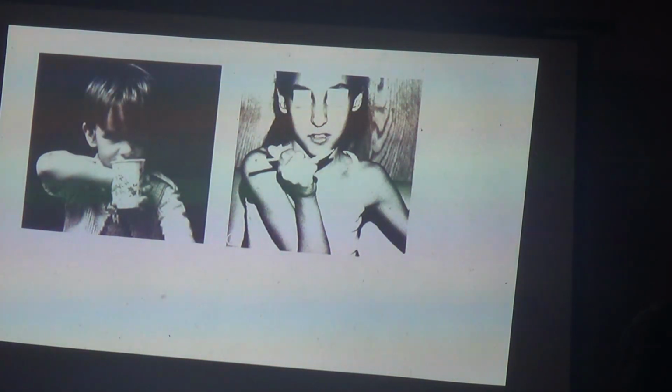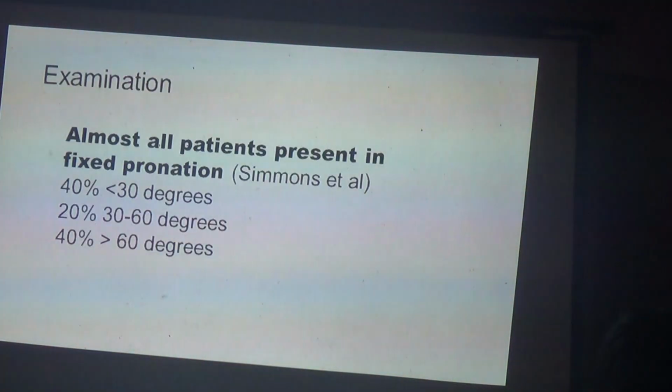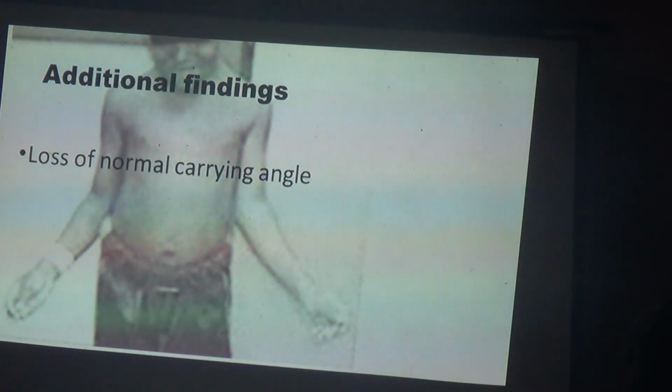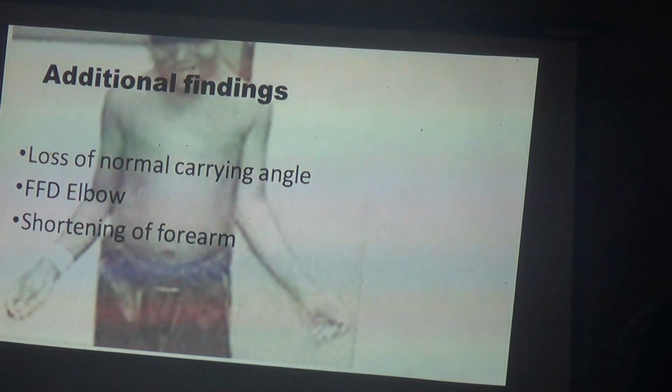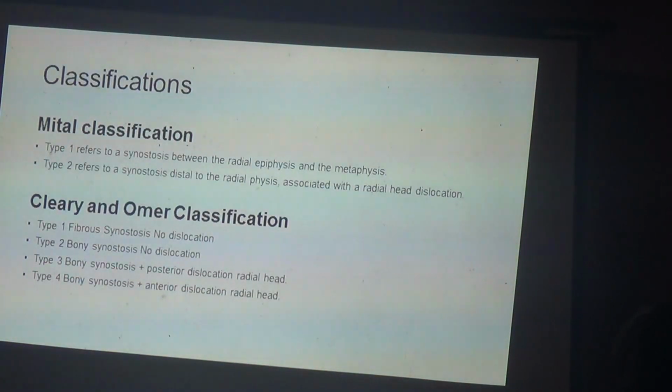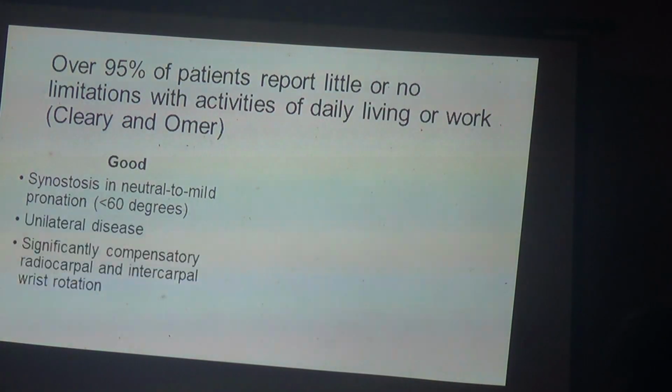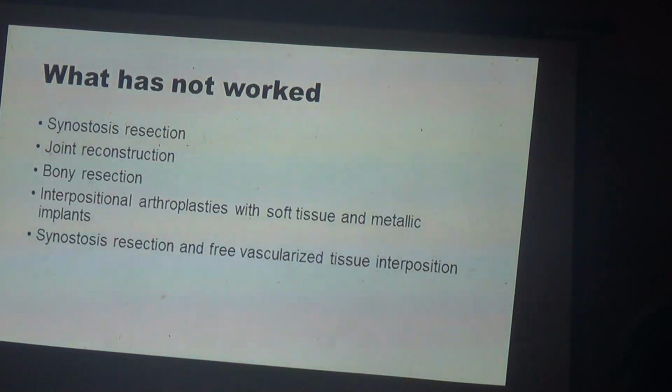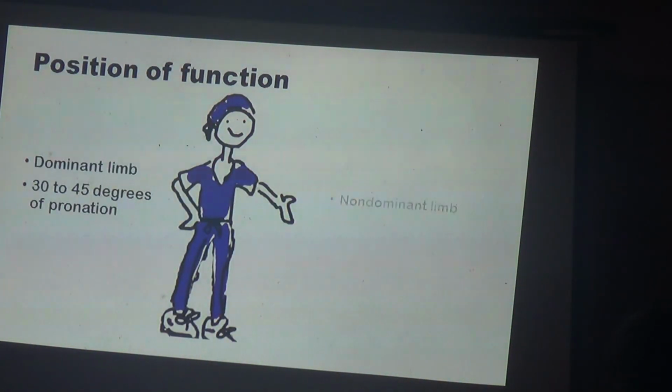So these are some of the deformities which are present in congenital radioulnar synostosis. Additionally, some of the children may have loss of normal carrying angle because the joint is affected. Some of the children also may have flexion deformity of the elbow, shortening of the forearm, and hypermobility of the radioulnar joint, because those are compensatory movements. Classification I'm not going to do, it is less difficult. Let's go to cases.